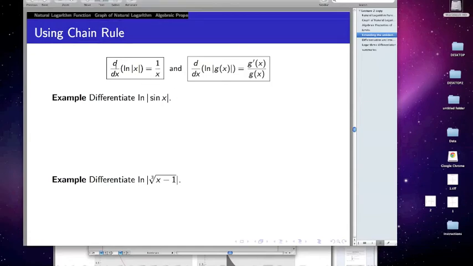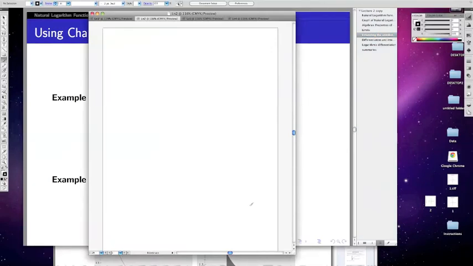We can combine this differentiation formula with the chain rule to get that the derivative with respect to x of the natural log of the absolute value of some function g is the derivative of this with respect to g of x times the derivative of g of x with respect to x. In other words, that's g prime of x over g of x. Let's look at an example. For example, suppose I want to calculate the derivative with respect to x of the natural log of the absolute value of cosine of x.